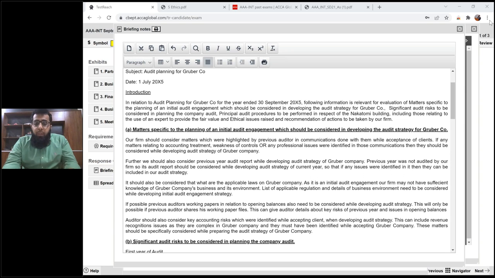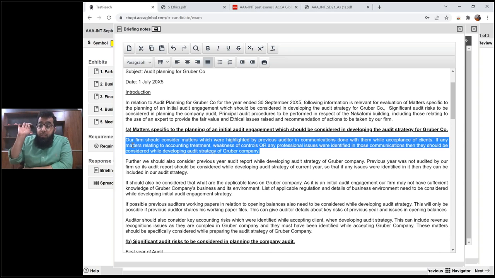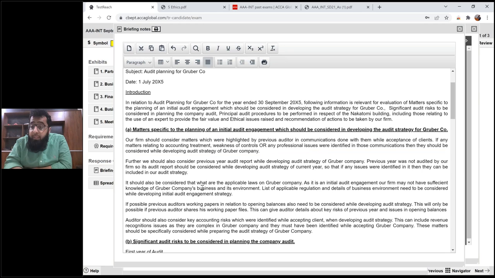Now, what did we say? See, I also said that we will look at the previous auditor communications. But see the pattern of my writing. Our firm should consider matters which were highlighted by the previous auditor, which were already highlighted during the acceptance procedure. We will consider those issues in our audit strategy today. We will not ask about the issues today because we already asked while we were accepting the client. Further, we should consider the previous year audit report, applicable laws, working papers relating to opening balances, and key risk.